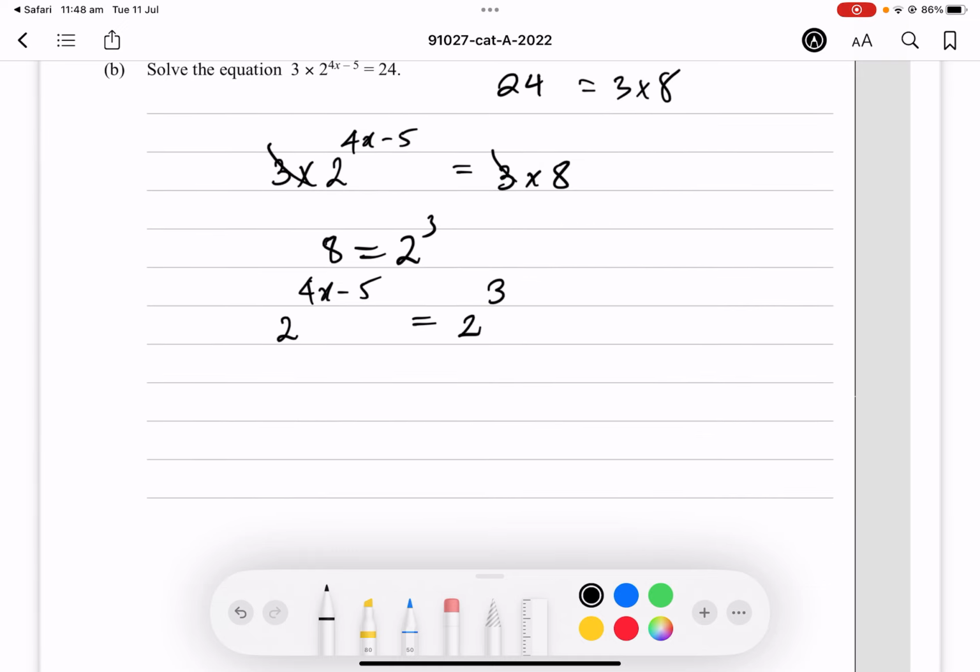And let's equate the powers since the bases are equal. So we have 4x minus 5 equals 3. So now 4x equals 8, therefore x equals 2. And that's all for this question. X equals 2. That will be a merit level grade. And achieved will come by simplification of powers 2 on the right hand side. So this step here will net you an achieved grade there.